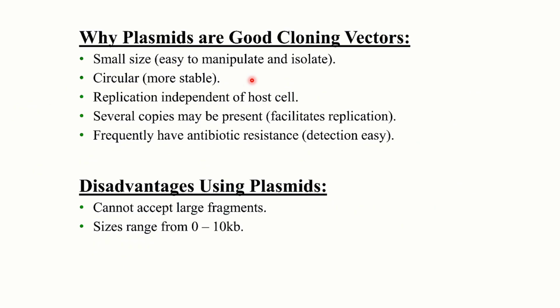So why are plasmids good cloning vectors? Because of their small size, they are easy to manipulate and isolate. They are circular, so more stable, and they replicate independently of the host cell because they are extrachromosomal DNA. Several copies may be present, which facilitates replication, and they frequently have an antibiotic resistance gene that is used for the detection of the transformants. A disadvantage of using plasmids is that they cannot accept large fragments, so the size limit is up to 10 kb.